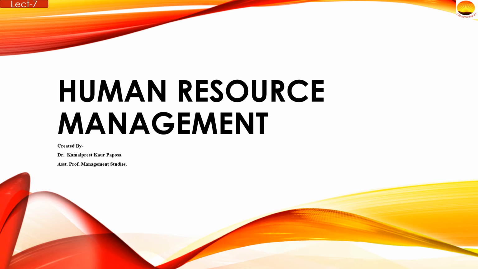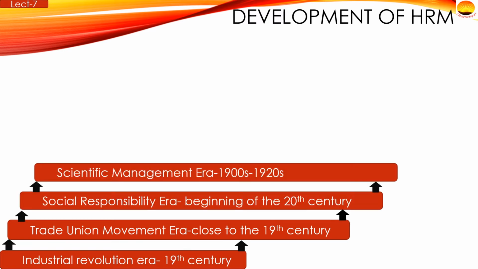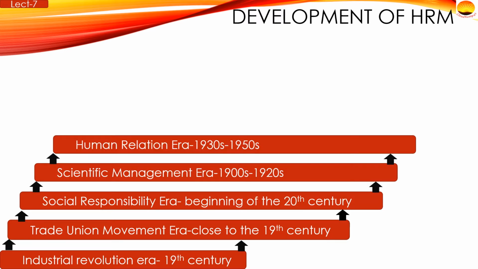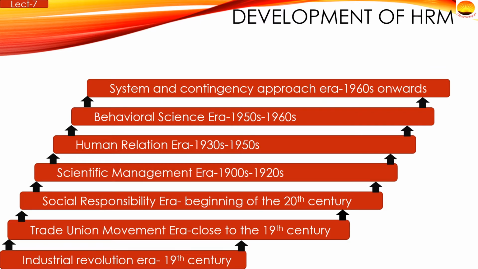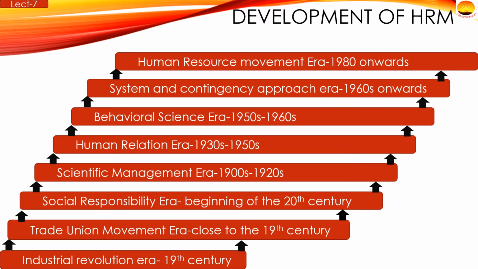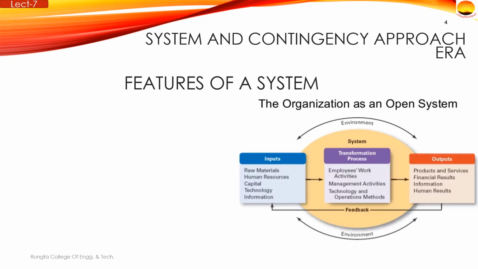I'm Dr. Kamalpreet Kaur. Going through the various phases in the development of HRM, we have seen Industrial Revolution era, Trade Union Movement era, Social Responsibility era, Scientific Management era, Human Relation era. In this particular lecture, we'll be looking at Behavioral Science era, System and Contingency Approach era, and Human Resource Movement era. Now let's begin with System and Contingency Approach era.